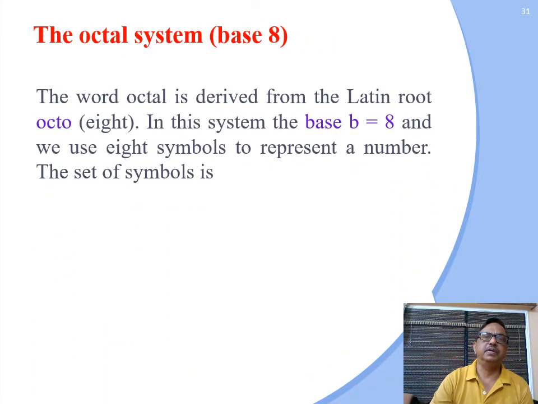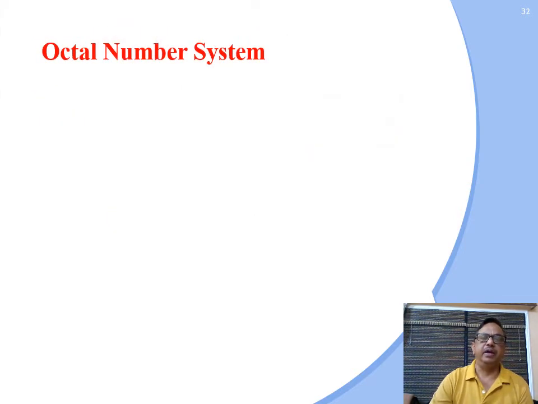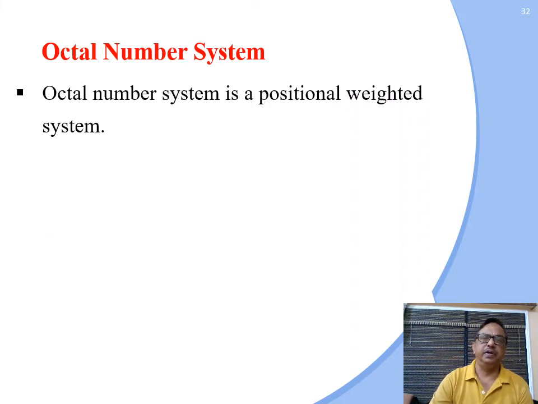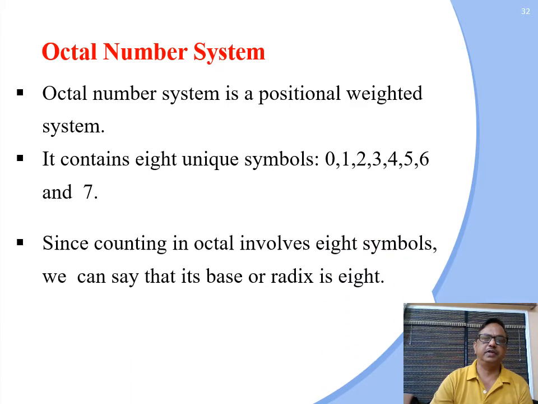In the octal number system, the word octal is derived from the Latin root octo, which means 8, and its base is 8. Its distinct symbols are 0, 1, 2, 3, 4, 5, 6, and 7. The octal number system is also a positional weighted system, and its unique symbols are 0 to 7, meaning its radix is 8.